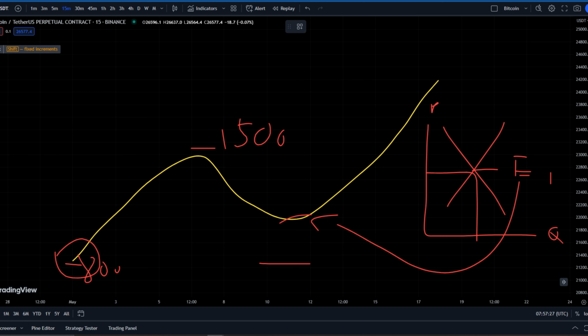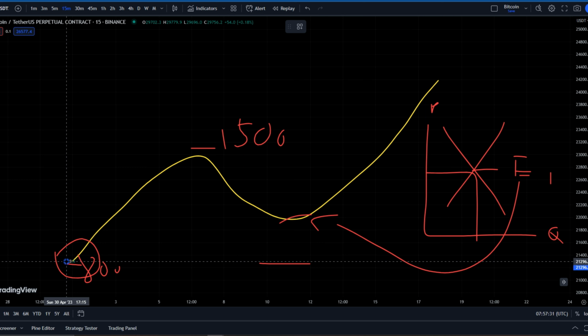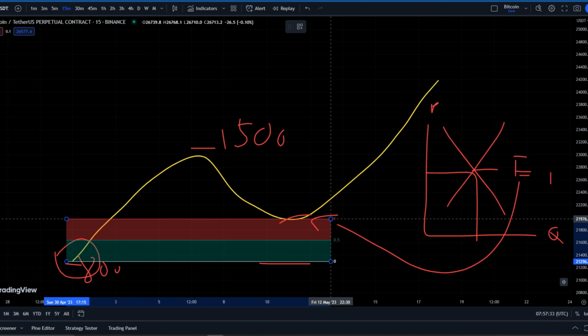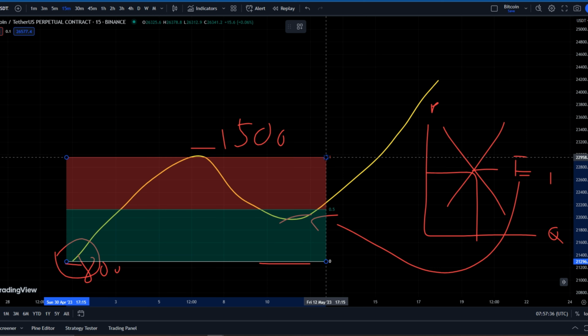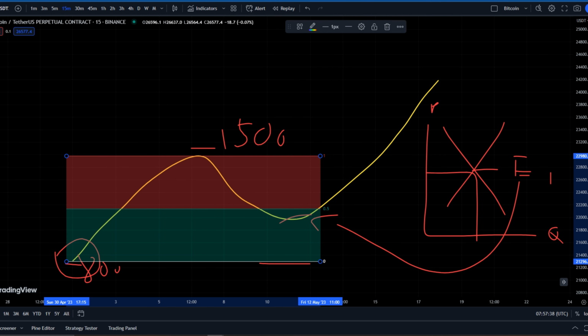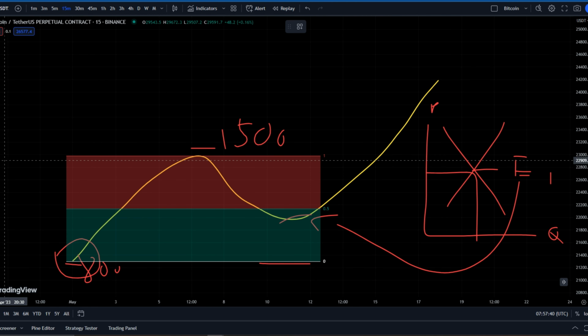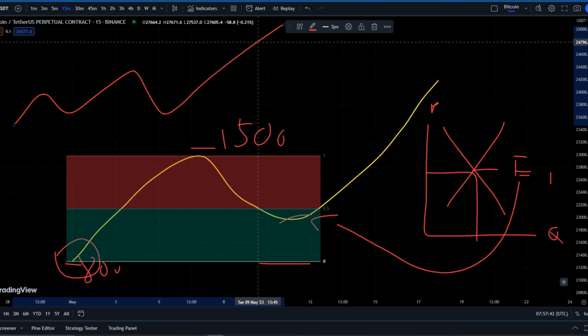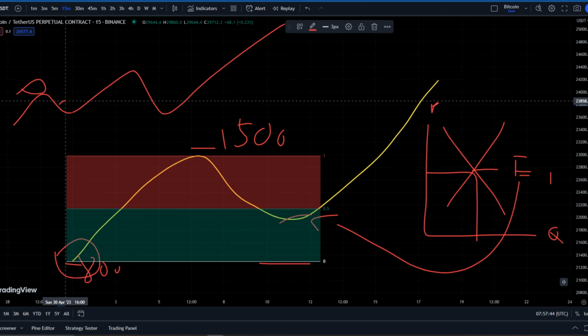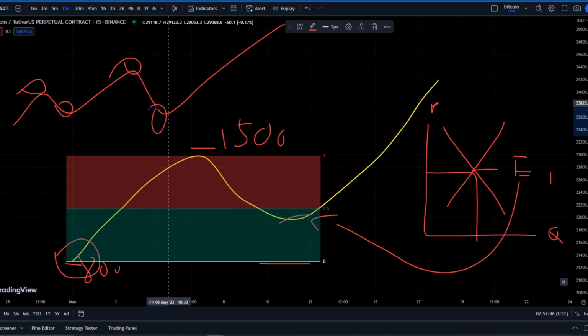So I want you to grab a tool from your TradingView on your left-hand side, go to the third box, the Fib box, and I want you to draw out your Fib box from swing high to swing low. If you do not know what swing high and swing low is, a quick summary of it is that swing highs are like this. This is swing high, this is swing low, swing high, swing low.